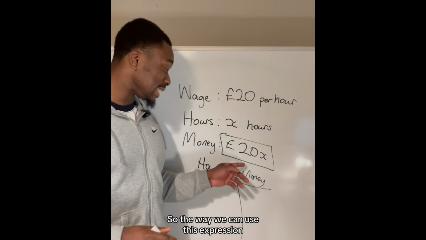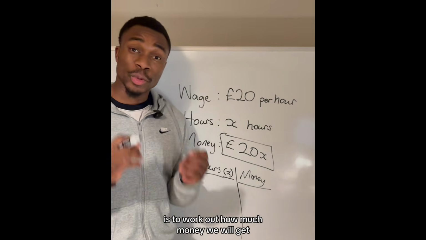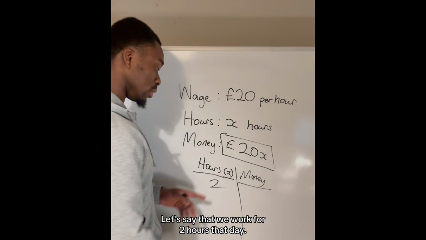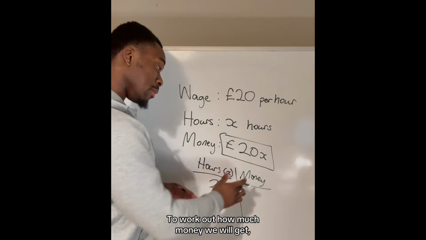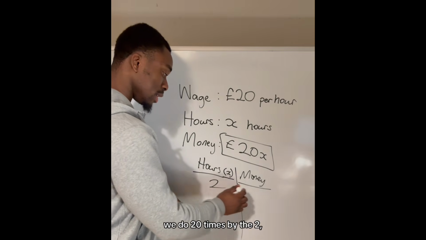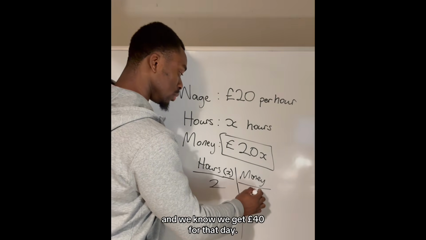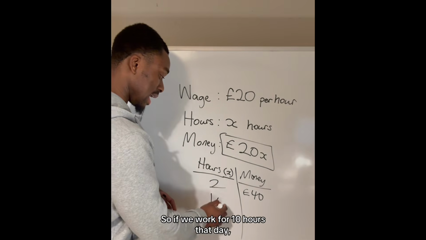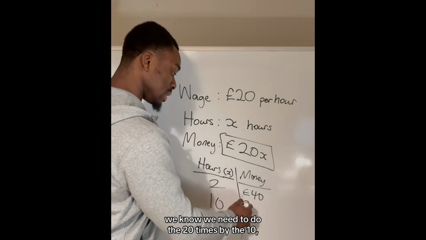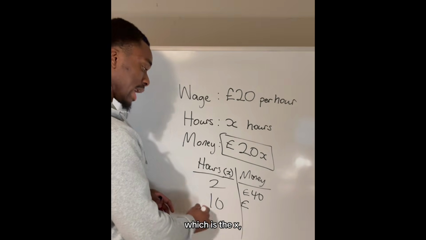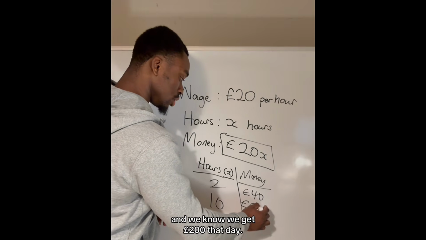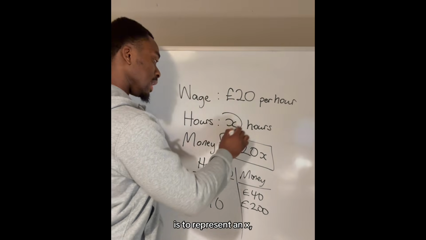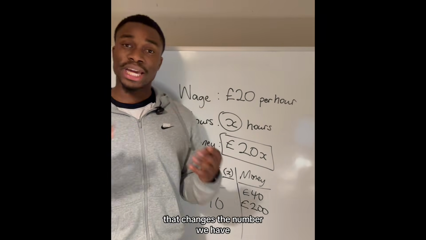So the way we can use this expression is to work out how much money we will get for any amount of hours that we work. Let's say that we work for 2 hours that day. So our X is 2. To work out how much money we'll get, we do 20 times by the 2, and we know we get £40 for that day. However, a variable can change. So if we work for 10 hours that day, we know we need to do the 20 times by the 10, which is the X, and we know we get £200 that day. So the way we've used our algebra is to represent an X, which is our variable that changes the number we have.